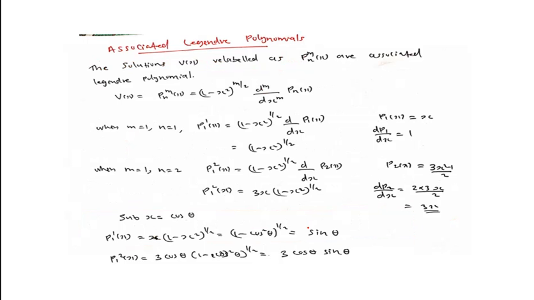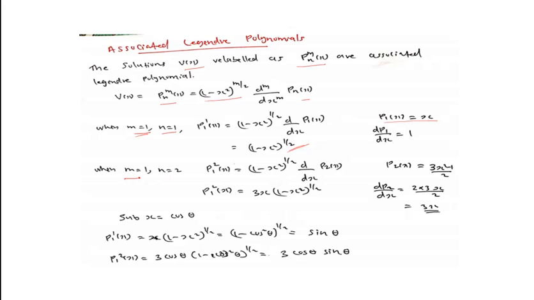Okay, so the solution v of x we are labeling as P n m of x, the associate Legendre polynomial, and that is equal to 1 minus x square raised to m by 2 d raised to m by dx raised to m P n of x. Okay, now suppose I give m is equal to 1, n is equal to 1, then P 1 1 of x will be equal to 1 minus x square raised to 1 by 2 d by dx of P 1 of x. Now what is P 1 of x? The Legendre function of order 1, P 1 of x is x. So dP1 by dx will be 1, and after substituting we get 1 minus x square raised to 1 by 2.